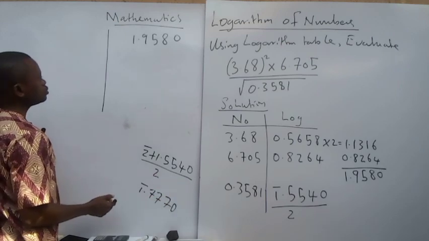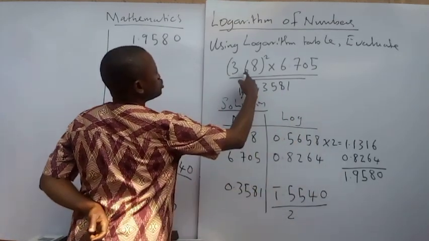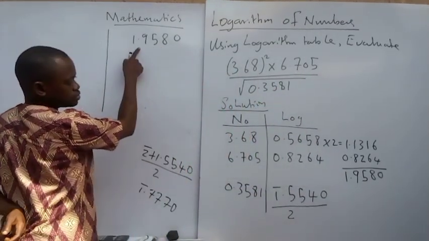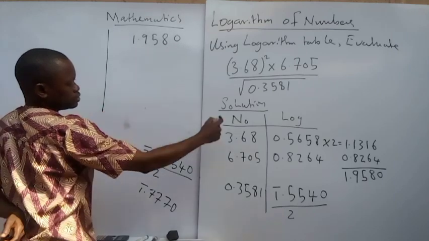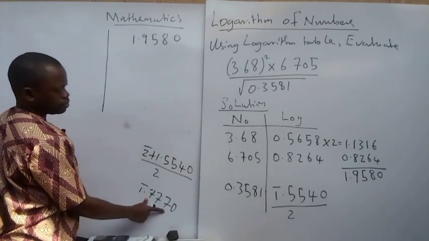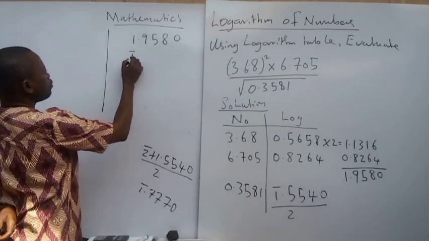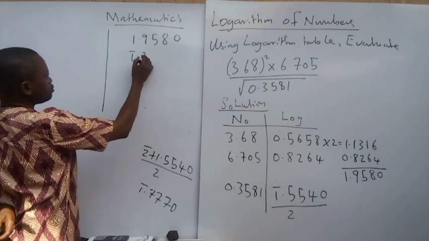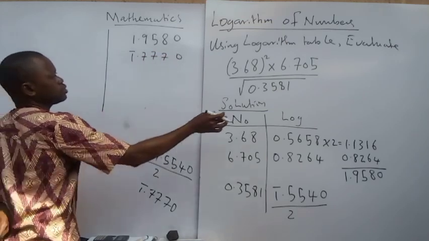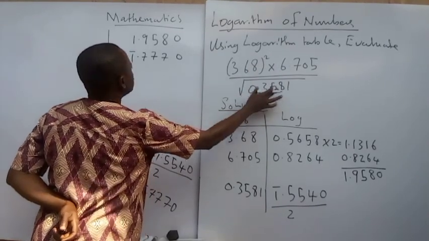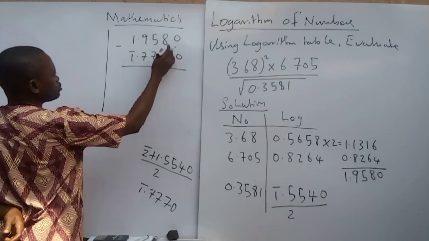Okay, so this value is coming from this numerator, and this is it, 1.9580. And then this value, this one I have here, is coming from this denominator. So I'll put it under here: 1.7770. Now, because this is being divided by this, we will subtract their logarithm. And then that's what I'm going to do now.